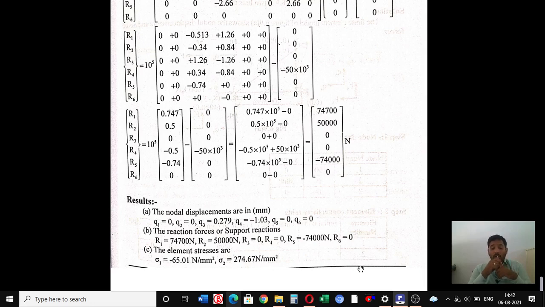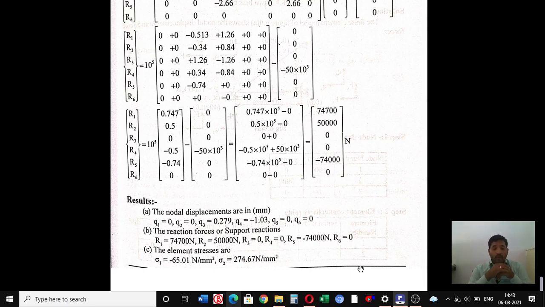First of all, we have to write down the nodal displacement, because already we found q1 value is 0, q2 also 0 because it is a fixed end, and q3 already we found, q4 also we found, q5 and q6 it is a fixed end. For that reason q5 and q6 values become 0.